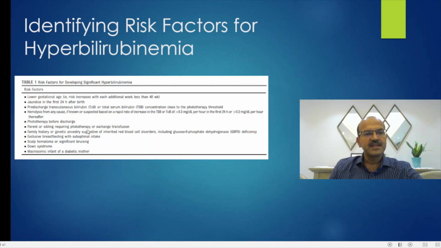The family history or genetic ancestry is suggestive of inherited red blood cell disorder, including G6PD. So there is a lot of focus on G6PD deficiency because by the guideline, about 14% of the African American population is at risk of G6PD. And as we live in the Middle East and in Asian countries as well, North India, for example, G6PD is fairly common, same in China and certain populations. So we should be aware of the local incidence as well as the risk associated.